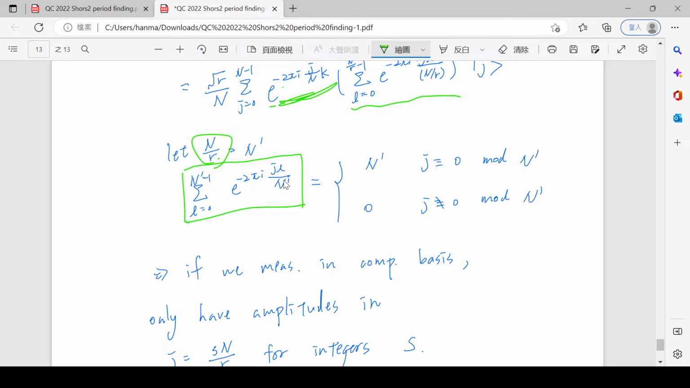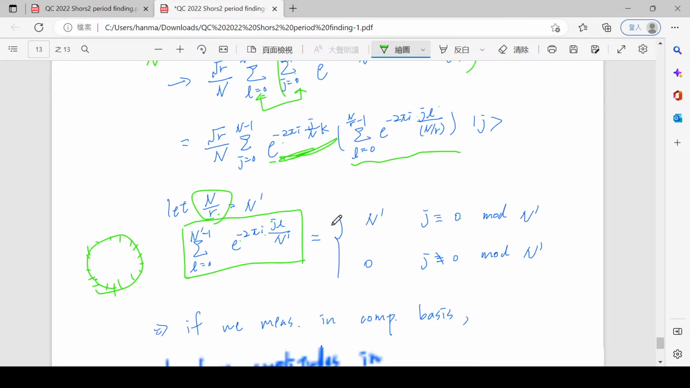If you think about n equal to n prime, then this thing we know is going to be 0 if J is not 0. And if J equals 0, obviously this is going to be 1 summed over n prime times. So it's going to be n prime if J is 0, well, mod n prime. And if J is not equal to 0 mod n prime, then we get the cancellation again, right? So this is the identity we have to keep seeing.